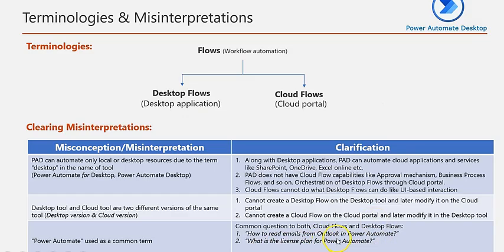So in both these questions, you can see that Power Automate is used as a generic term. And I hope this clarifies the misconceptions. Any questions about these three of them?